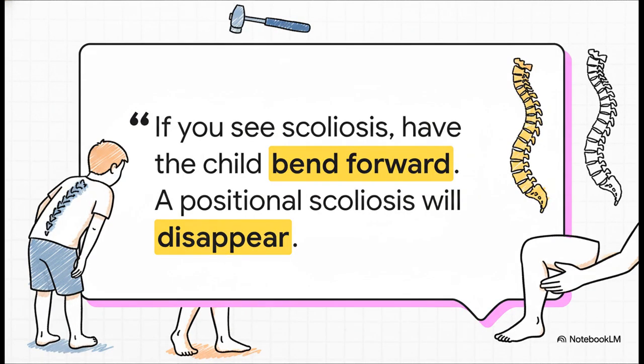And here is a fantastic clinical pearl for you. If you do spot what looks like scoliosis, just ask the child to bend forward like they're trying to touch their toes. If that curve magically disappears, it's probably just positional, not a true structural problem. It's a super simple move that tells you so much.